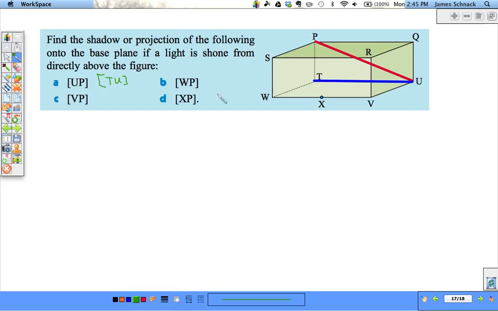The shadow of WP, let's get rid of this one. WP would be here. Where would its shadow be? Its shadow would be down there. WT. Pause the video and see if you can figure out what the shadows would be, the projections would be of VP and XP.